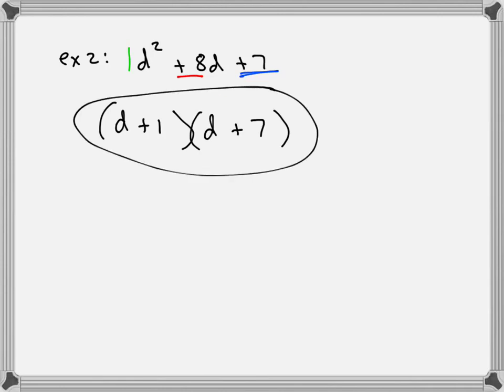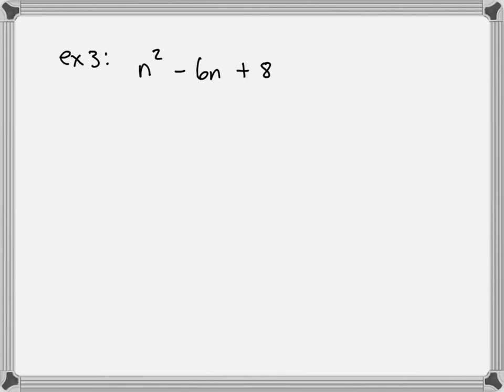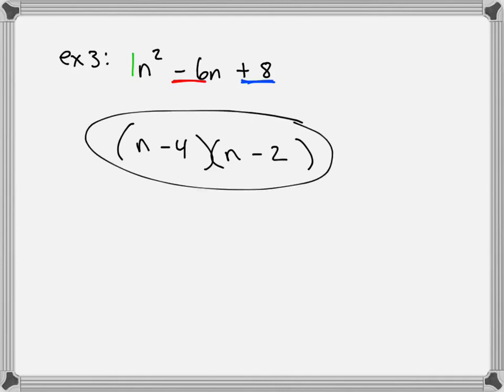Let's look at another example. Here, again, leading coefficient of 1. Look at the c value, that 8, and what are the factors that add together to give you a negative 6? So here we have n and n. Factors of 8 that would give us a negative 6 would be negative 4 and negative 2. And we're done.